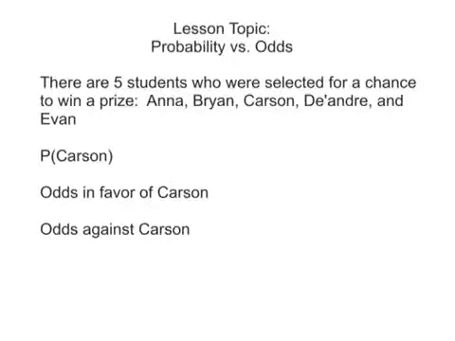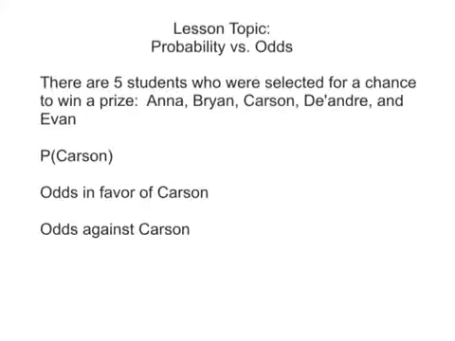The lesson topic for this video is probability versus odds. Okay, so let's take a look at this situation. There are 5 students who were selected for a chance to win a prize: Anna, Brian, Carson, DeAndre, and Evan. The first question asks, what is the probability that Carson is chosen, if a student is chosen at random, of course.